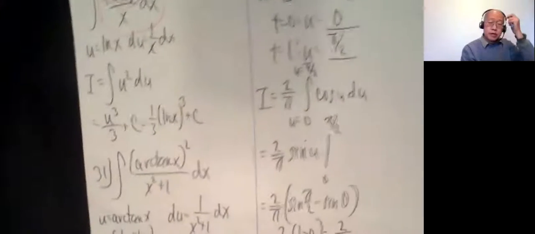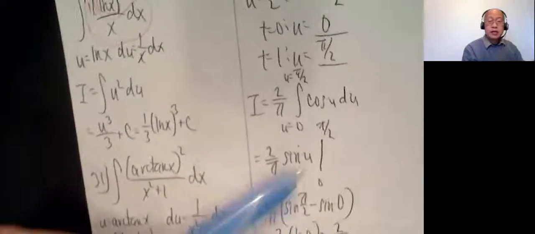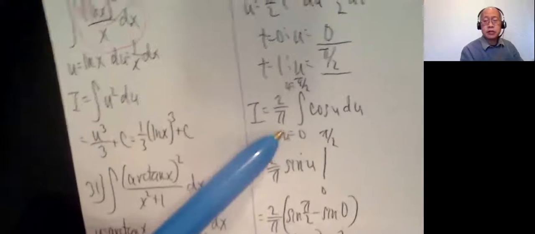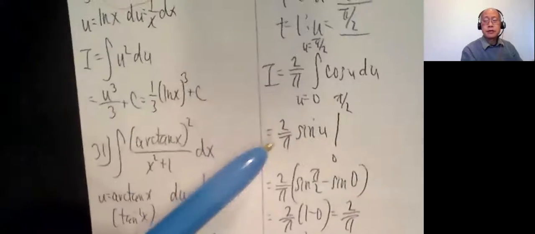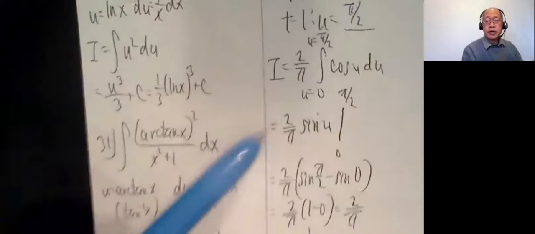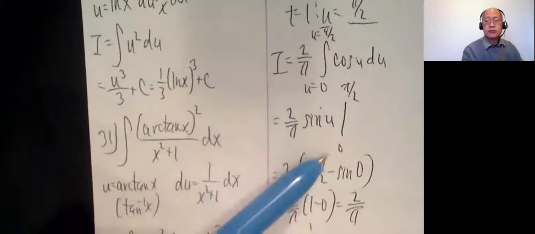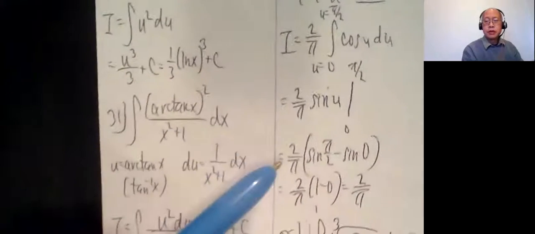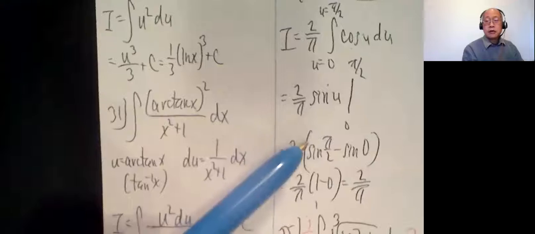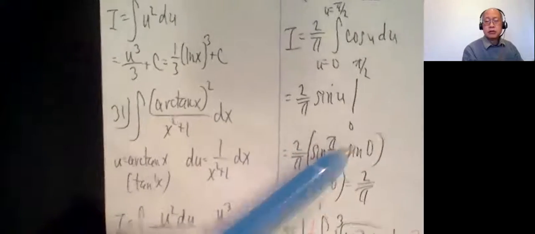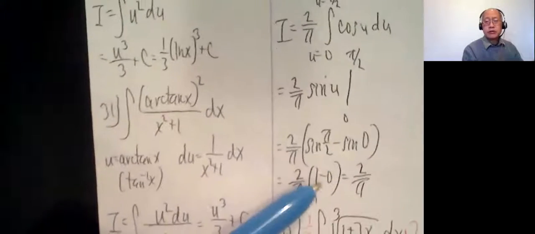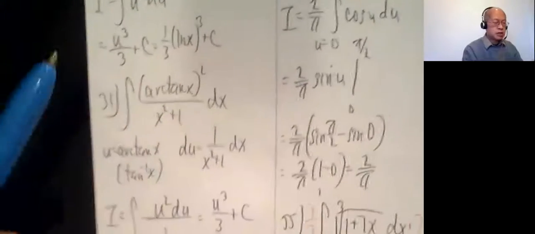So now the whole problem is in u. This is u, this is du, these are u. I don't have to go back to the original t anymore. No need to substitute back. Okay, so integral of cosine is sine. So 2 over pi sine of u from 0 to pi over 2. 2 over pi sine of pi over 2 minus sine of 0. Sine of pi over 2 is 1. Sine of 0 is 0. So final answer is just 2 over pi.